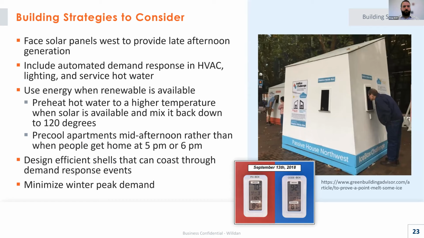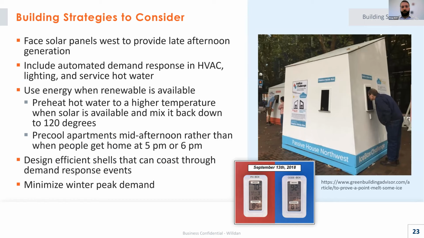So let's talk about some strategies to consider that might be different than things you would consider when just looking at reducing energy costs. If you want to build a building that's more friendly with the grid, more grid interactive, you might do things like face some of your solar panels towards the west to provide some late afternoon generation, slowing the slope of that late afternoon net demand profile.